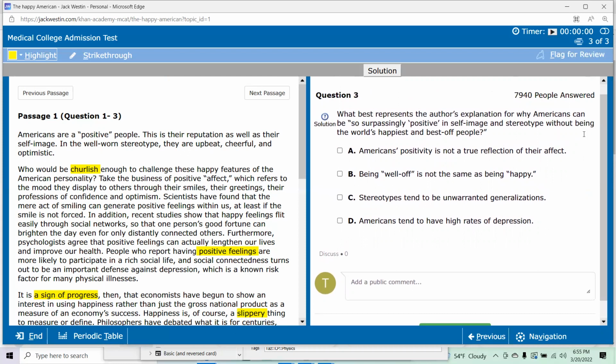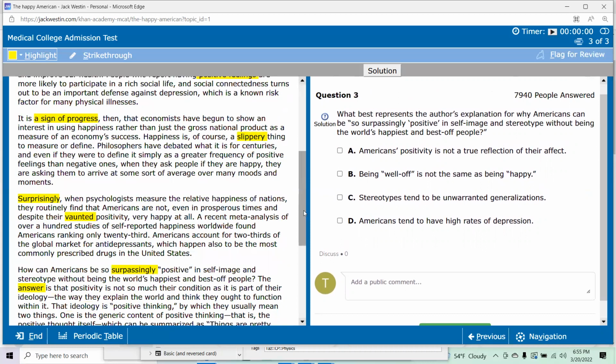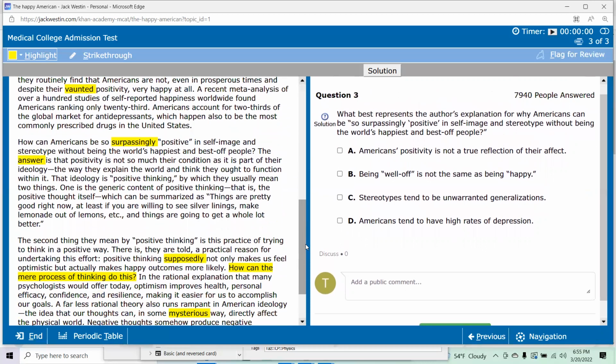What best represents the author's explanation of why Americans can so surprisingly have a positive self-image and stereotype about being the world's happiest and best off people? All right, let's see. America's positivity is not a true reflection of their affect. I don't think he will say that. Being well off is not the same as being happy. Let me keep on reading. Stereotypes tend to be unwarranted generalizations. I don't know. Americans tend to have high rates of depression. Whoa, this one is tough.